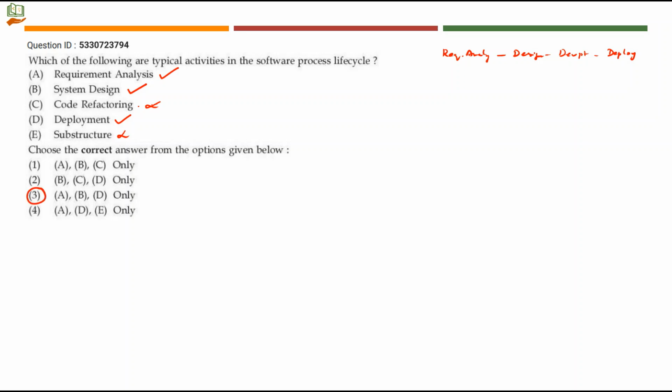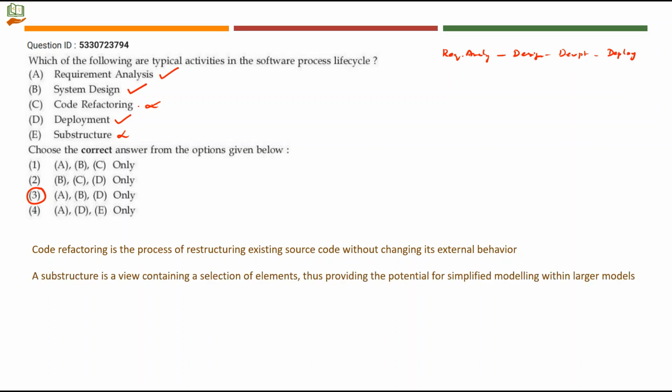Now we'll just see what are code refactoring and substructure. Code refactoring is the process of restructuring existing source code without changing its external behavior. The behavior of the code should not change, but you can make changes to the code. What about substructure? This is a view containing a selection of elements, thus providing the potential for simplified modeling within large models. So if you take this to be a view and some elements involved in it, this is going to be a substructure. I'm just giving you a plain idea about what is substructure.